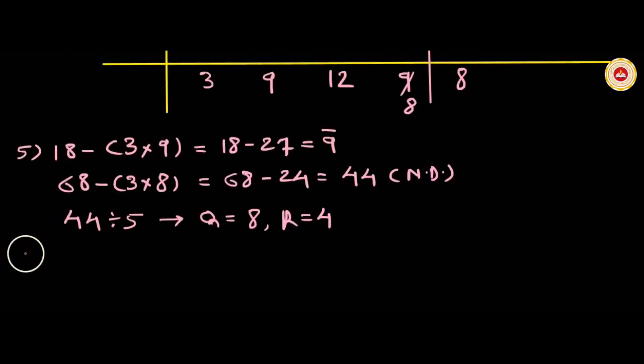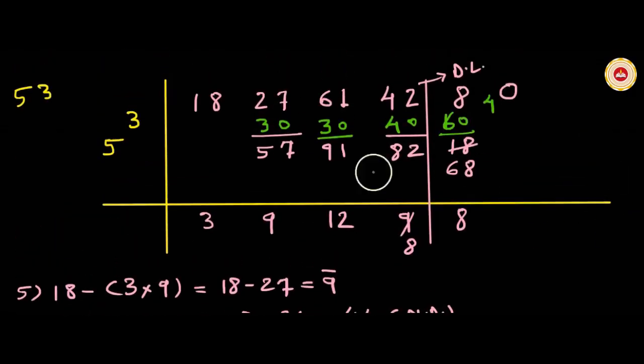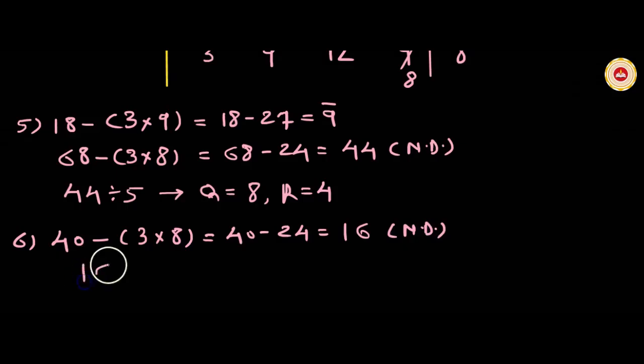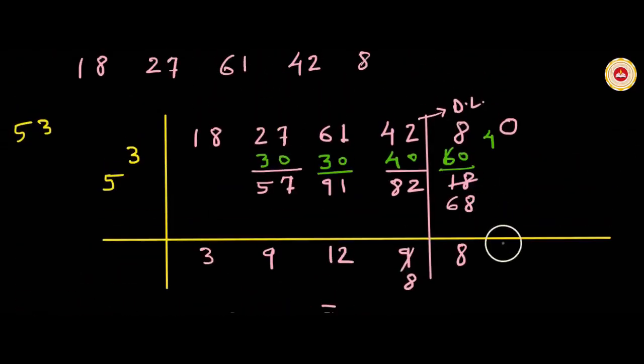So step number 5 is 40. Gross dividend 40 minus what? Multiplication of flag digit and last quotient digit 8. 3 multiplied by 8 is 24, 40 minus 24 is how much? 40 minus 20, 20 minus 4, 16. 16 is net dividend. Divide 16 by divisor 5, you get quotient how much? 3. 5 3s are 15 and remainder 1. So write quotient 3 and remainder 1.